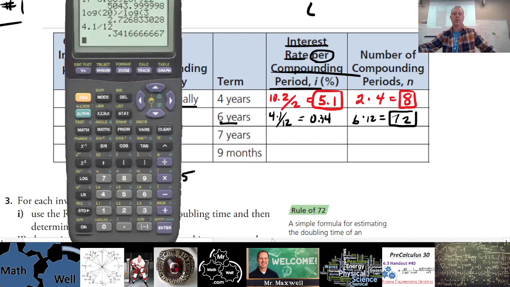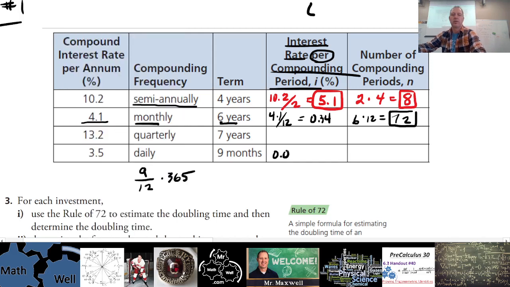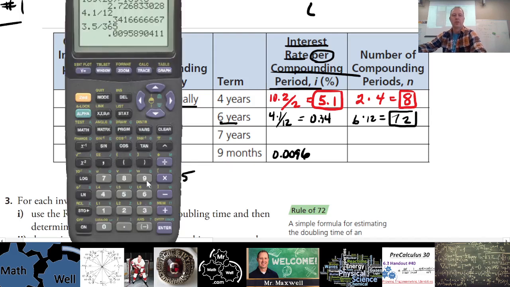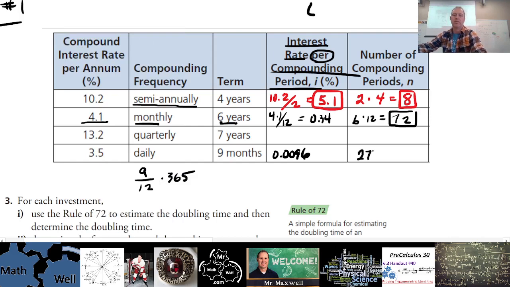So 3.5%, 3.5 divided by 365, because this is the daily percent, so it's really, really small. 0.0096, let's say. And then the number of compounding periods would be 9/12, because 9 out of a full year would be 12 times 365. So 9 times 365 divided by 12 is 273.75. I don't know what decimal place they want you to go to. 273.75 or 274, you can probably round it. So that's how many days, roughly.